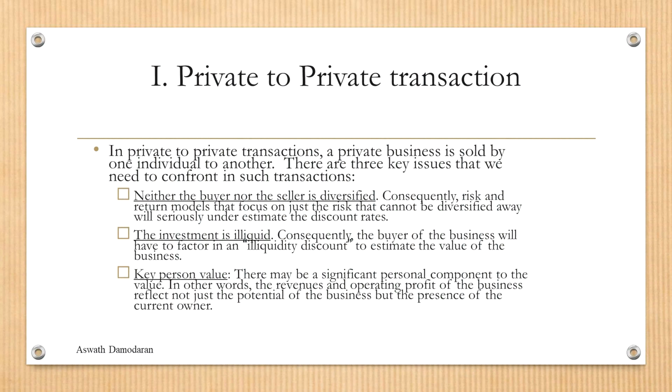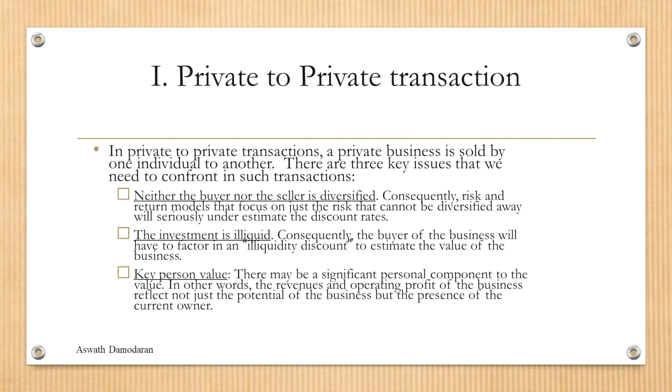For private to private businesses, here are three key issues that we need to think about. First of all is diversification. If it's private to private, it's likely that neither the buyer nor the seller is diversified. Therefore, the risk and return model that focuses on market risk could be biased as a model to estimate the riskiness of the company, because if the buyer or seller is not diversified, then the risk they will be taking includes not only systematic risk but also unsystematic risk. So the key issue here is the discount rate, and considering both buyer and seller are not diversified, the discount rate should be higher.